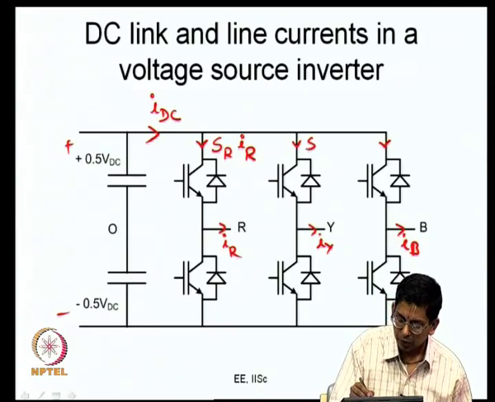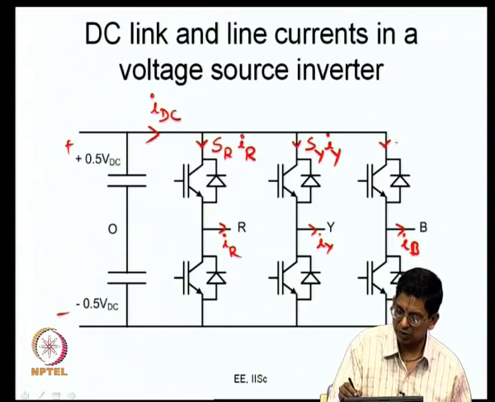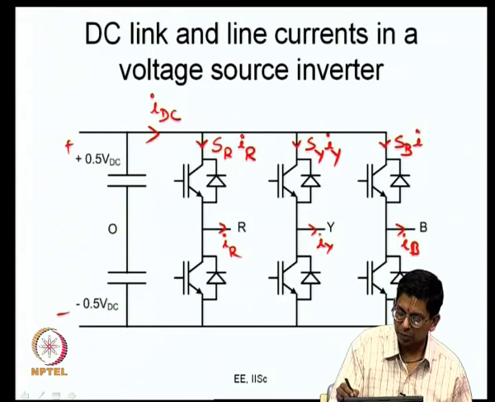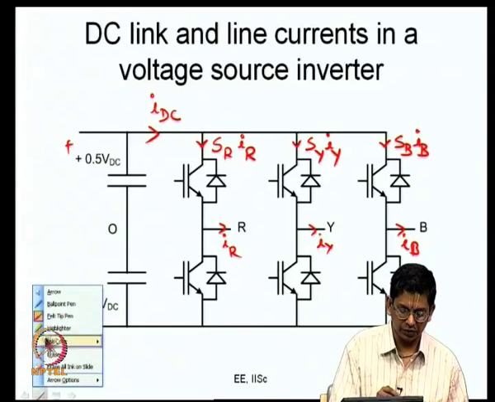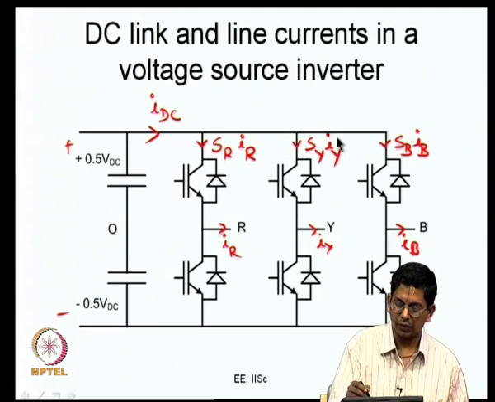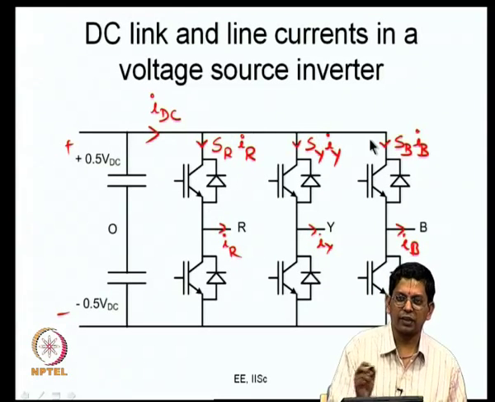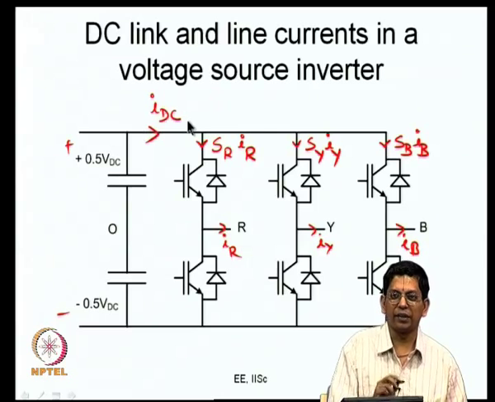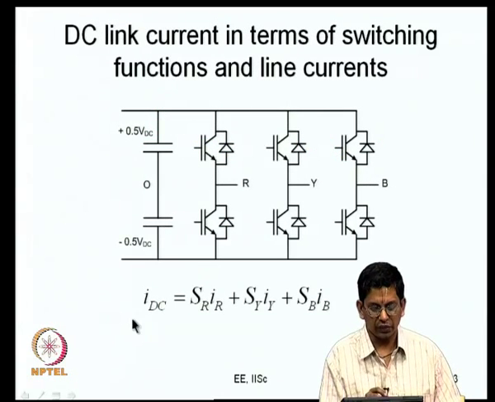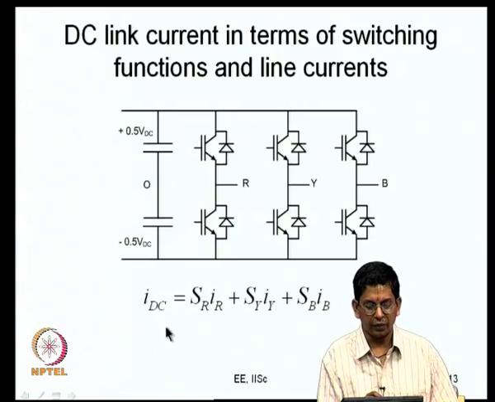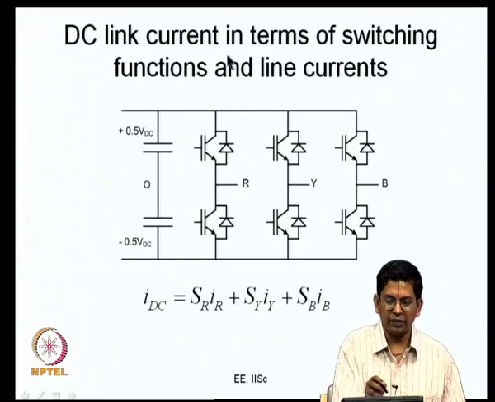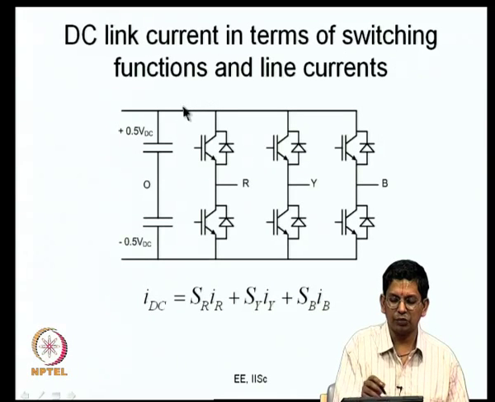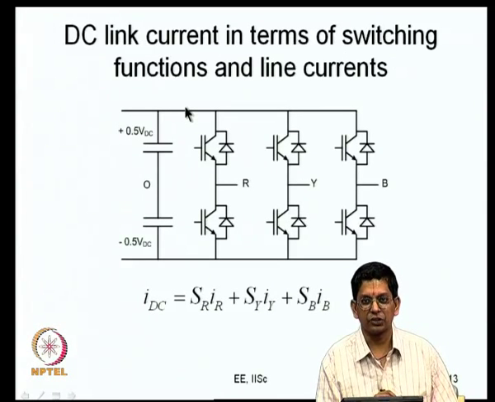And similarly, you can say that this is SY times IY, and this current is SB times IB. Therefore, your IDC is simply the sum of these 3 quantities, SR IR, SY IY, SB IB, and it is just KCL, Kirchhoff's current law. So, this is what is indicated here: IDC is equal to SR IR plus SY IY plus SB IB. So, you have the DC link current available in terms of switching functions and line currents.